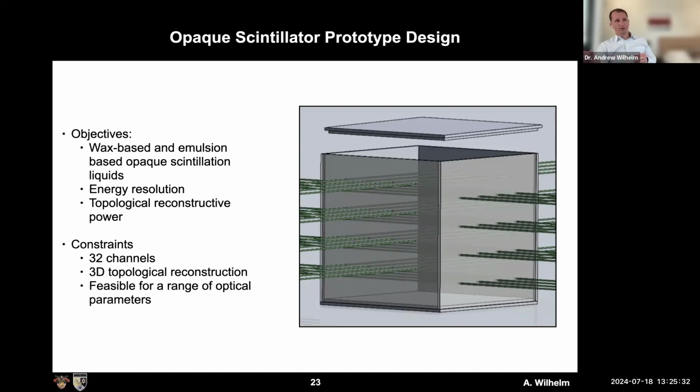I'll give you examples of both of them here in a minute, but essentially one of them has a temperature dependency because it has paraffin wax in it. And then the other one is sort of like an oil and water suspension. We wanted to be able to measure the energy resolution, and we wanted to be able to measure the topological reconstructive power. Our constraints in our design were that we were limited to 32 channels of instrumentation.